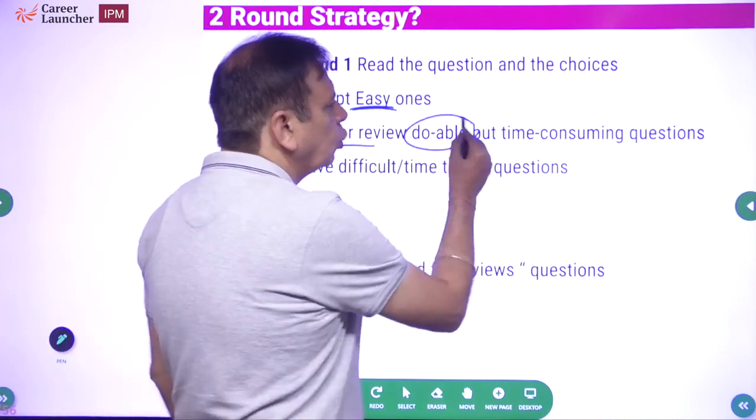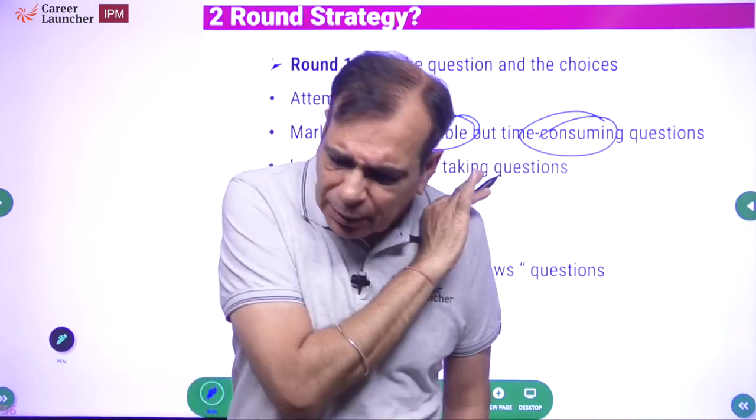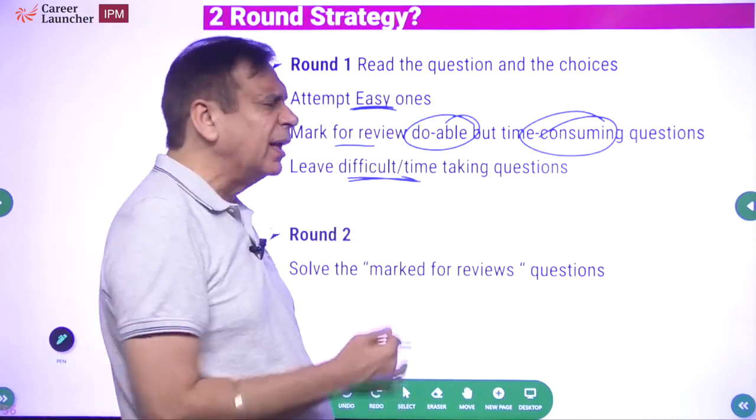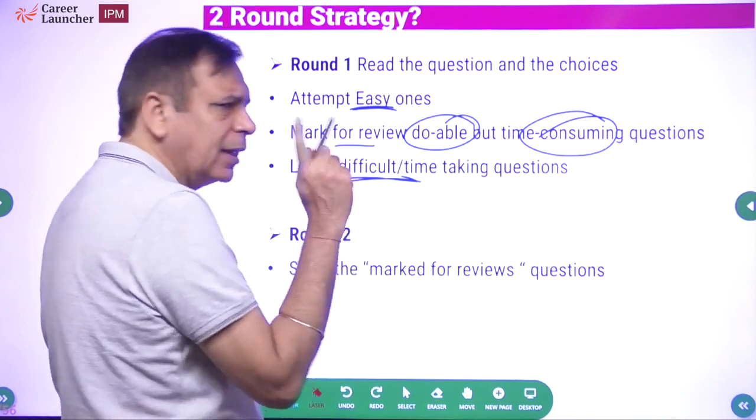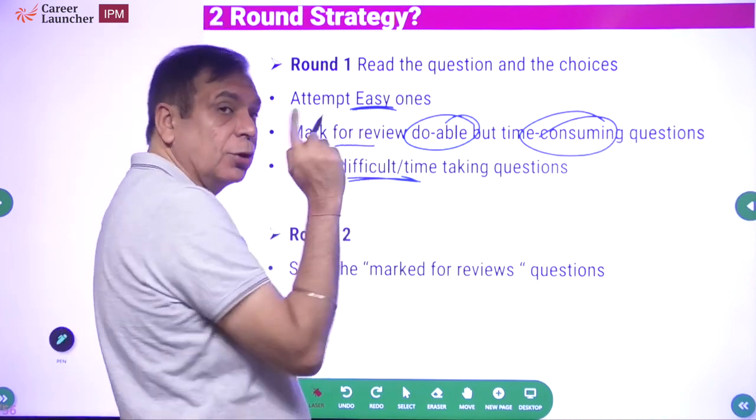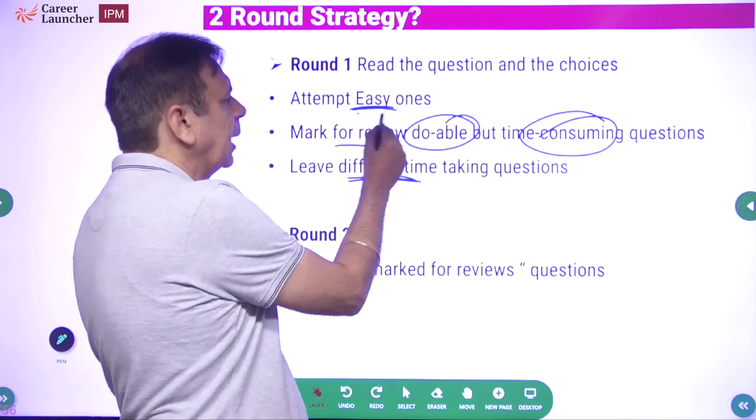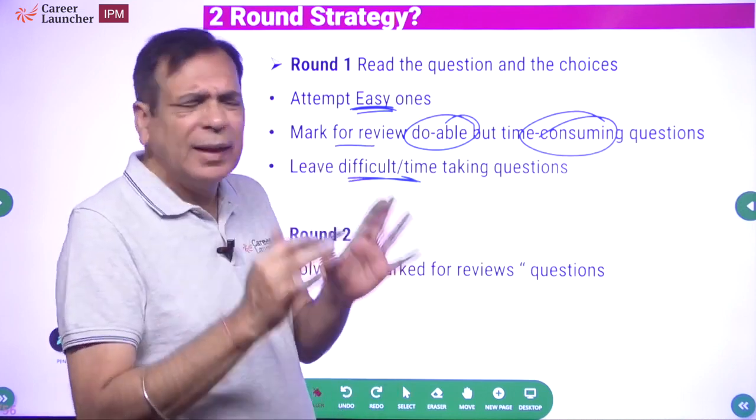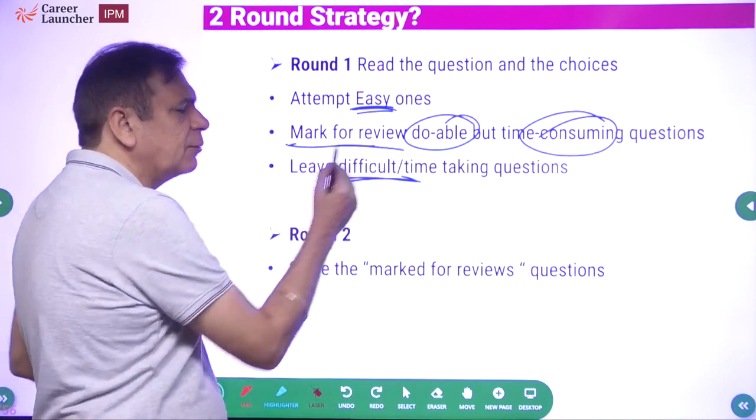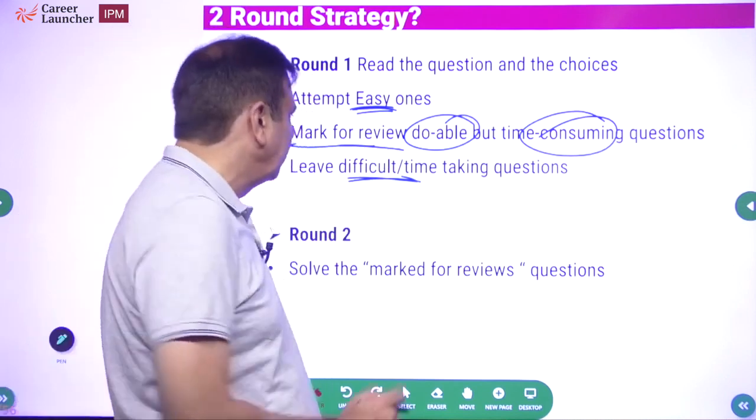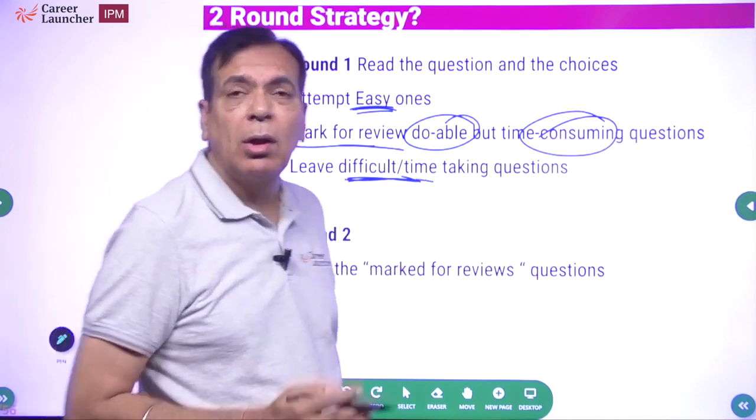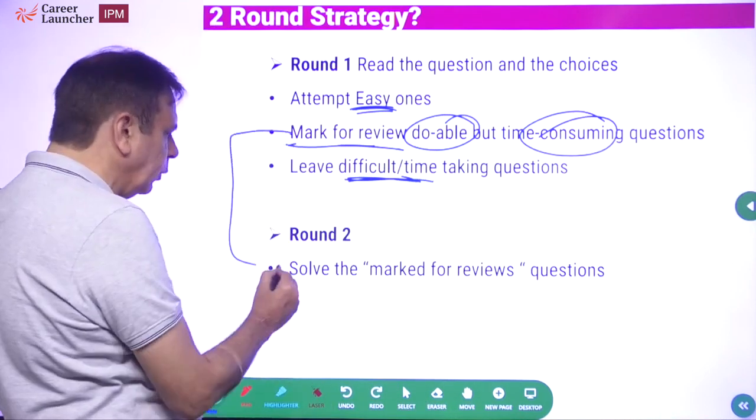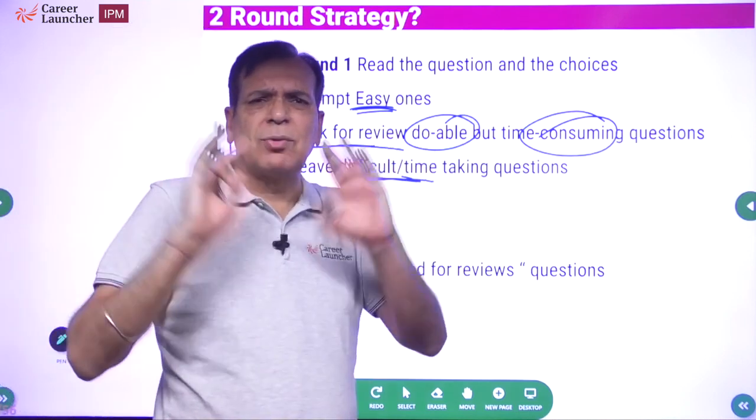So the strategy is: round 1, attempt the easy ones. Mark for review the questions which are doable but will take time. 5, 6, 7 मिनट के सवाल करने की कोई जरूरत नहीं है. If you think it is difficult or you don't know how to solve it, leave it. After reading the question, if you are 100% sure of solving it within, say, 3 minutes, attempt. If you are sure of solving but think it will take 4-5 minutes, or you are not sure but think you can do it, mark for review. You can always come back at the end if you have time. If it is difficult, you don't know how to solve it, or it's going to take 6-7 minutes, leave the question. Round 2: the mark for review questions are solved in round 2. That's the basic strategy we follow.